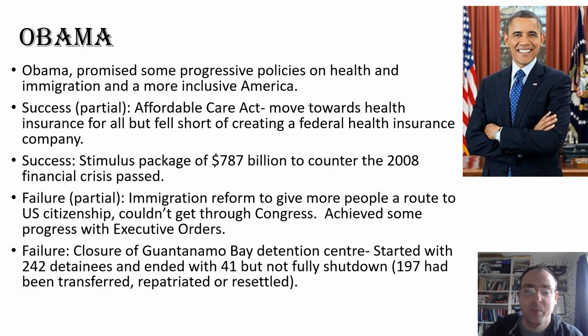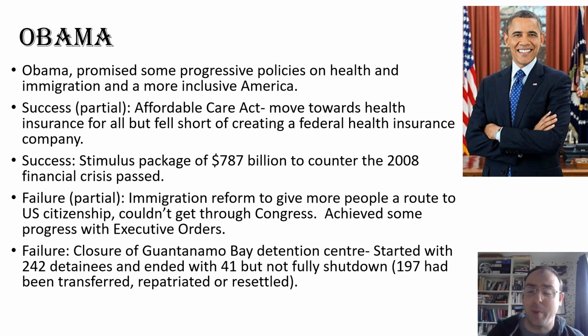So it didn't work in the longer term, and it didn't work in terms of getting things through Congress, but he did manage to make changes in the short term through executive orders. Another area of failure is on Guantanamo Bay, the detention center there. Now, Obama said he was going to shut it, and he never fully closed it down.